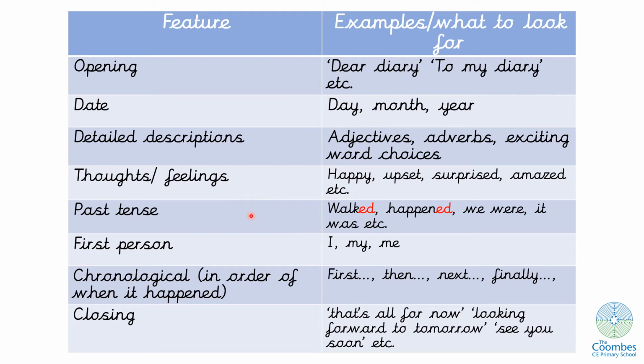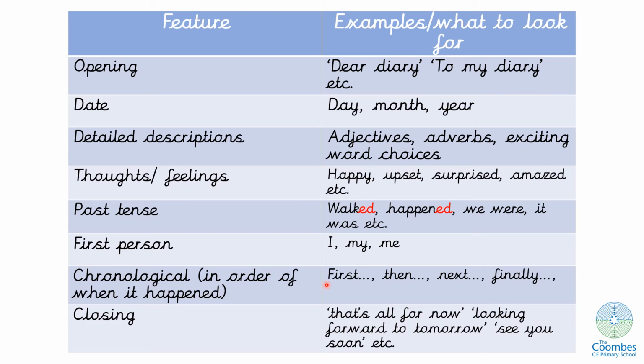It should almost always be written in the past tense. So if you're looking at verbs, they should be in the past tense, for example, walked or happened. They've both got that ed ending showing us that it happened in the past. Or it might have phrases like we were or it was, always talking in the past tense. It should be written in the first person, so looking for words like I, my or me.